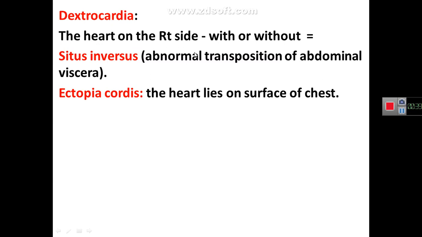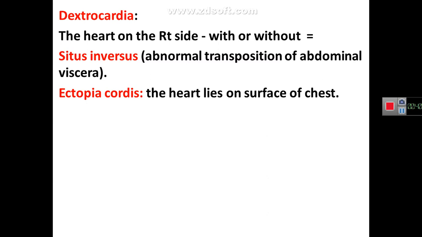This dextrocardia may be the only anomaly, or it will be associated with transposition of abdominal viscera, which is called situs inversus, in which you will have the liver on the left, the spleen on the right, and so on. Some newborns will have absence of sternum, absence of anterior thoracic wall, and the heart could be seen on the surface of the newborn. This condition is called ectopia cordis, and it may be corrected surgically.